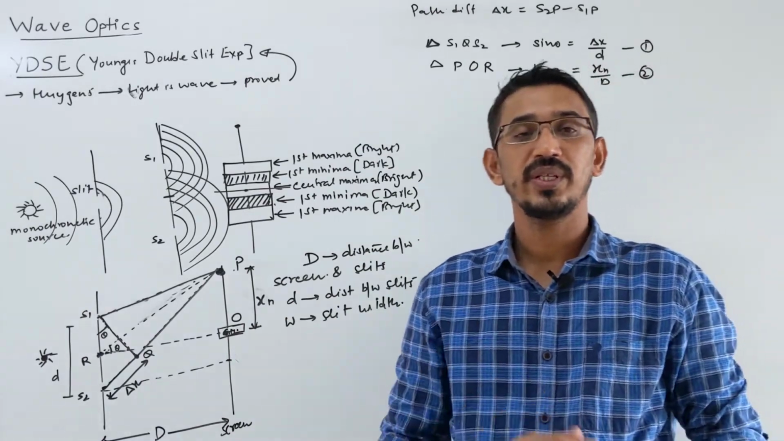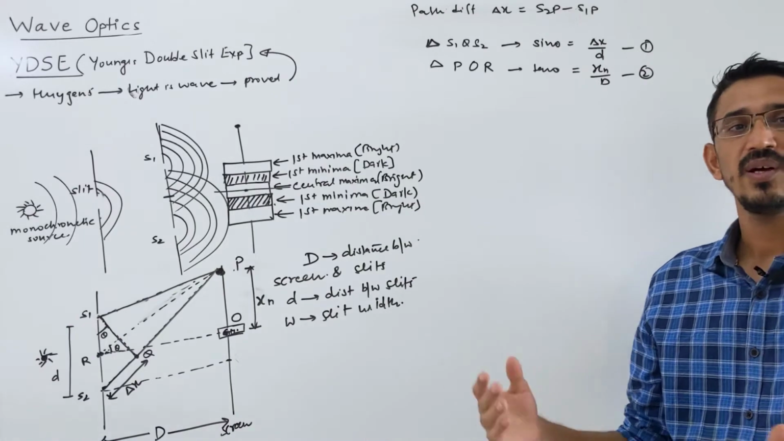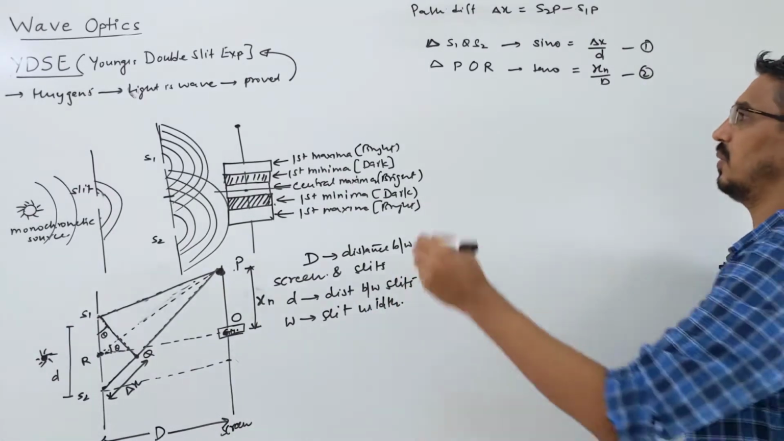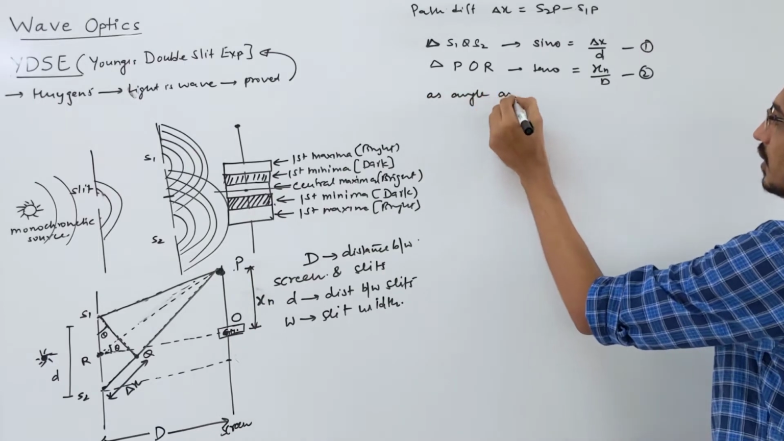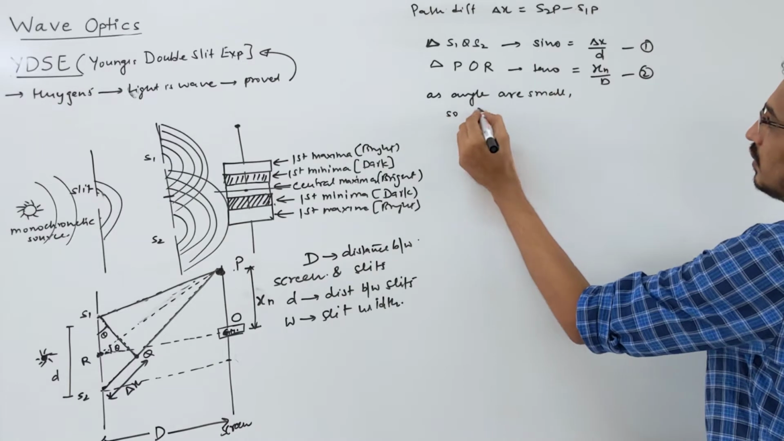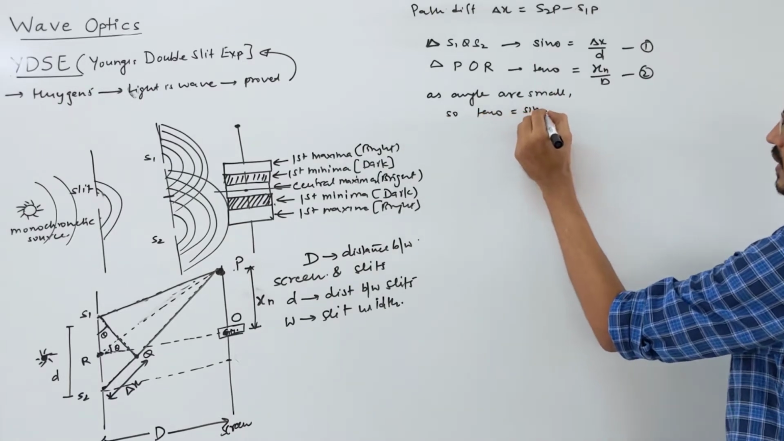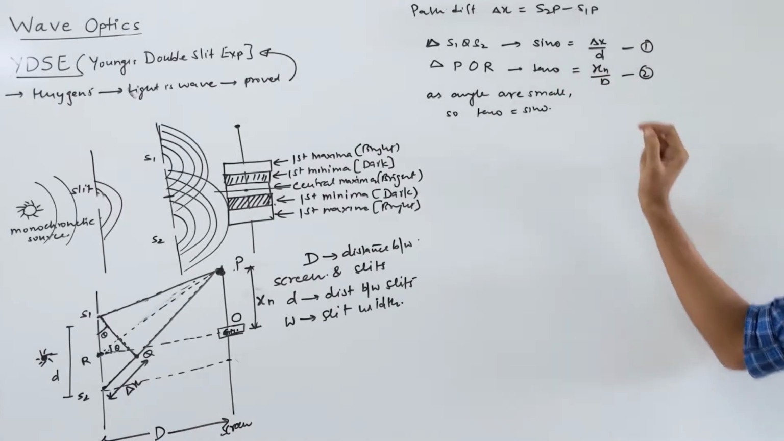Already you know that when the angle is very small in physics, sin theta is equal to tan theta, which is also equal to theta. So I'm writing here, as angles are small, your tan theta will be equal to sin theta itself, which means you can equate these.